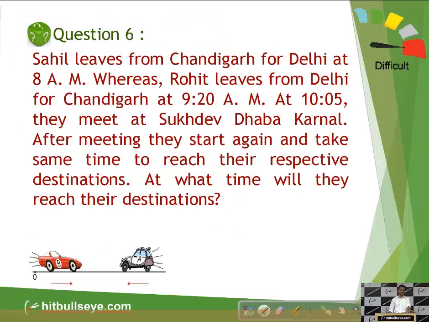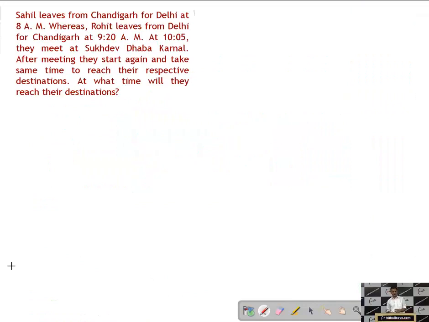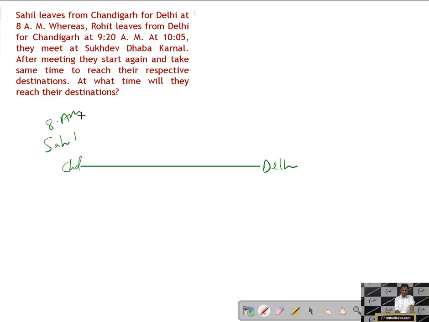6. Now this is again a typical question. This concept again you can apply in a lot of questions students. Just go through the question. Sahil leaves from Chandigarh for Delhi at 8 a.m. Draw a line again students. I will tell you a shortcut. Sahil is moving from Chandigarh for Delhi at 8 a.m.